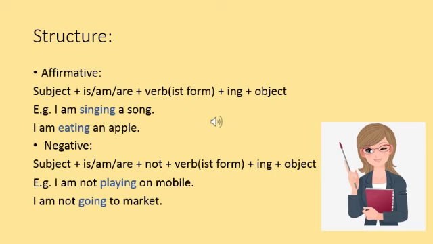Now, in a negative sentence, the structure is subject plus is, am, are plus not plus verb first form plus ing plus object. For example, I am not playing on mobile. I'm not going to market.